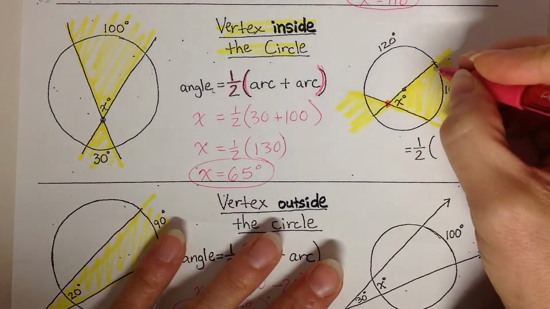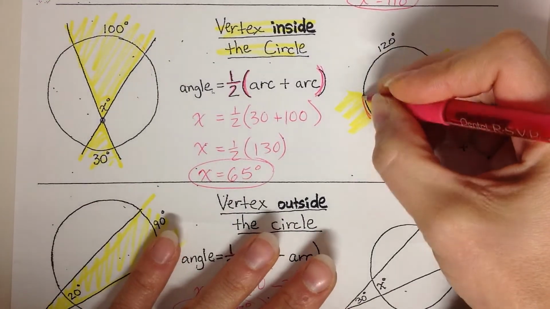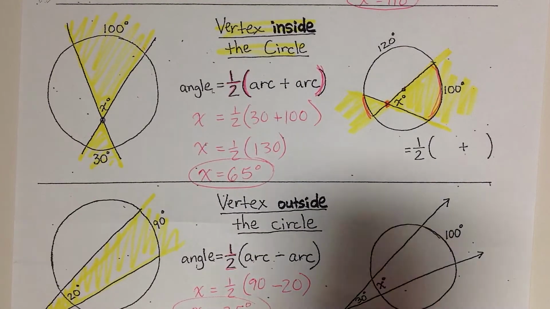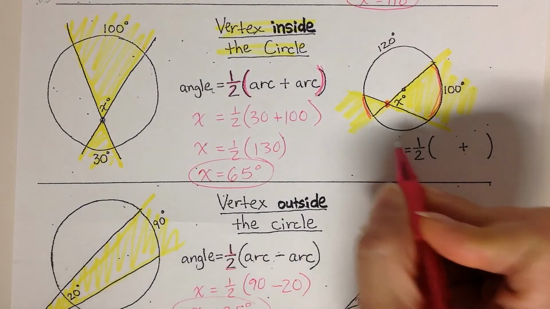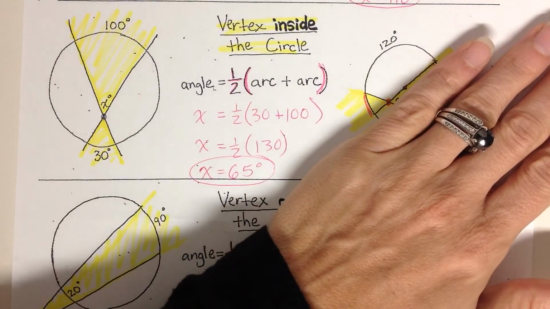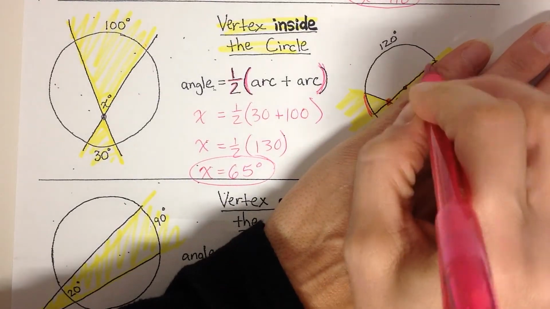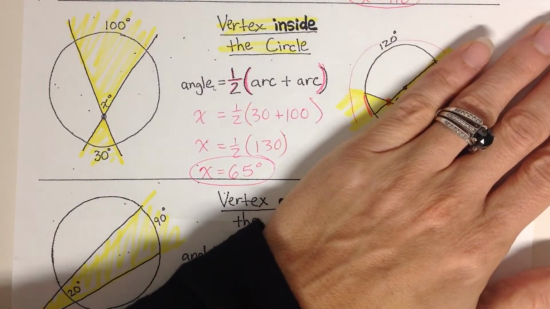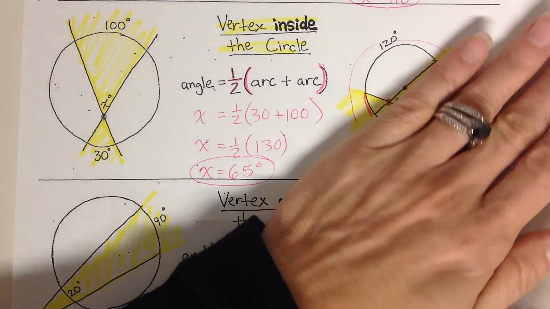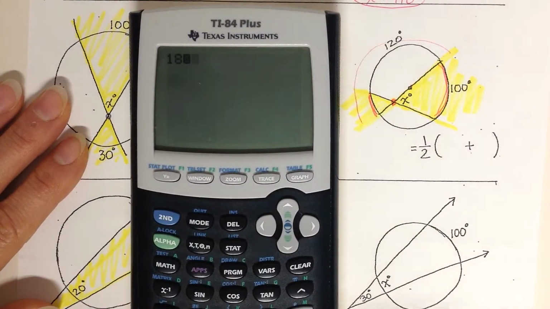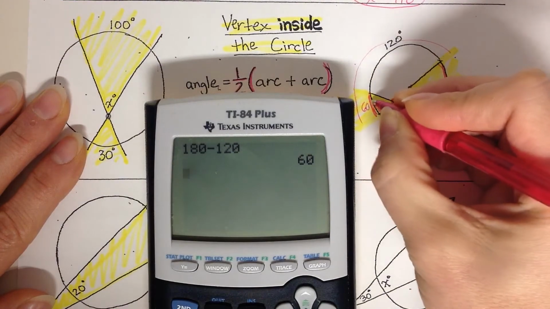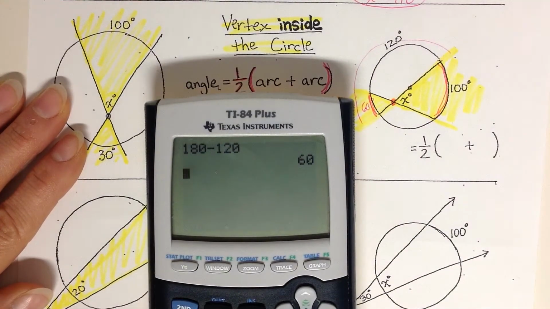Now, my issue here is I've got one arc, but I don't have the other one. So how do I find it? I look at the rest of the circle, maybe I can do 360 minus everything else. I didn't have that. Oh, but wait. If this is a diameter, you've got a semicircle. So this measures 180. So what's left when I get rid of the 120? 180 minus 120 is 60. So my last little piece of that semicircle is going to be 60.